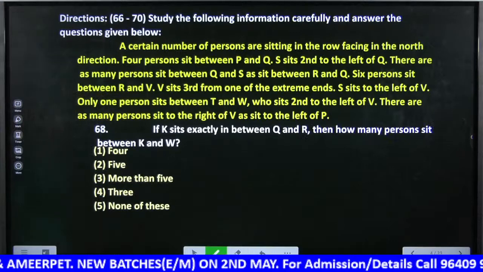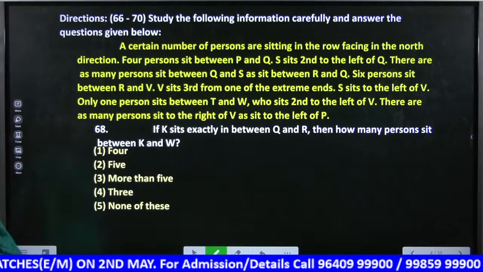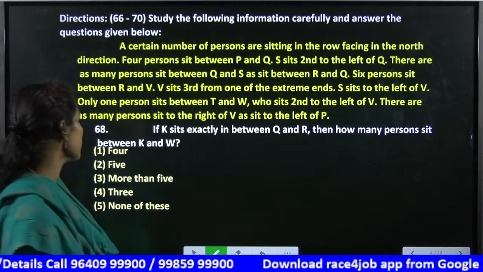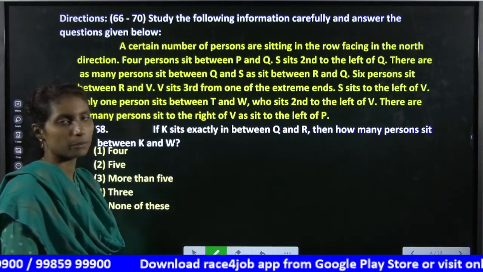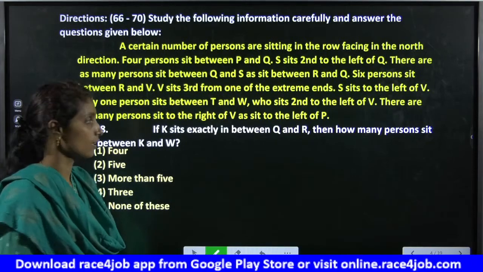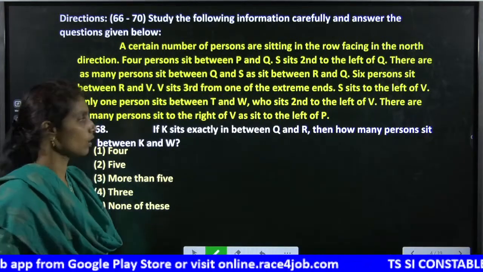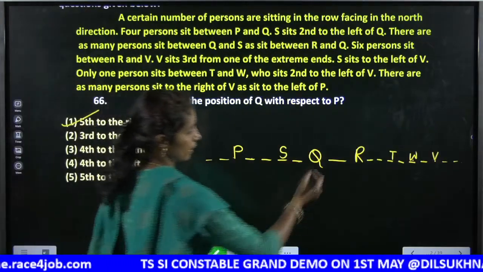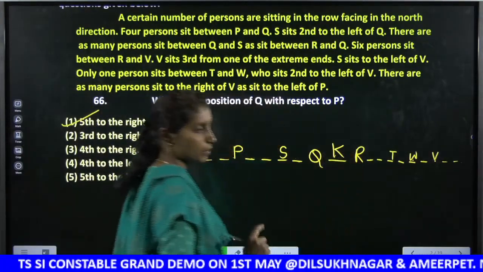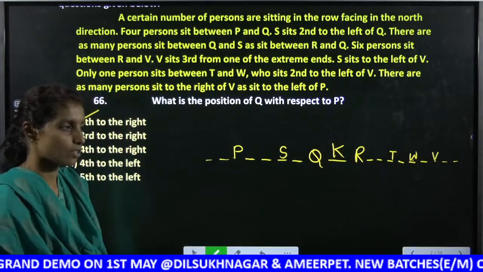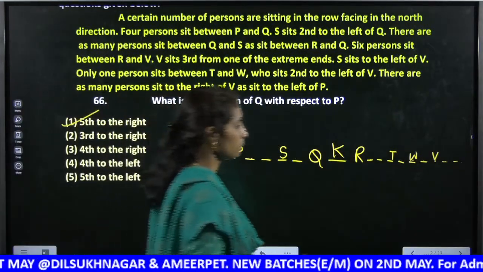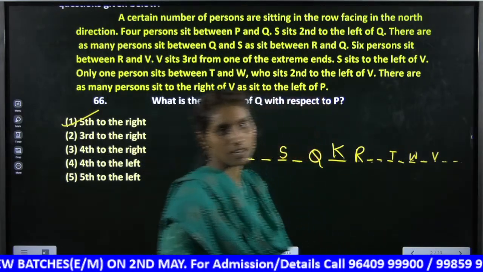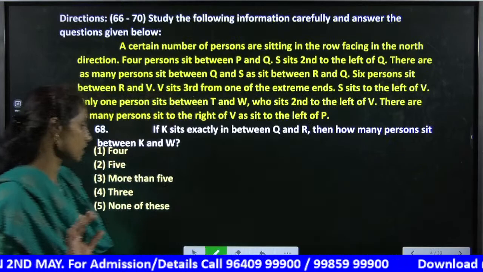Next, if K sits exactly between Q and R, then how many persons sit between K and W? First, we placed K between Q and R. How many persons are between K and W? Yes, Supriya, it is 4, 19. Between K and W there are 1, 2, 3, 4, 5 persons. And our answer for this question is 5.